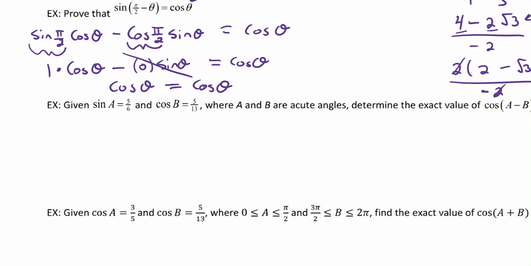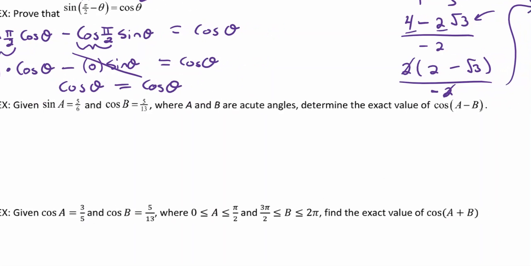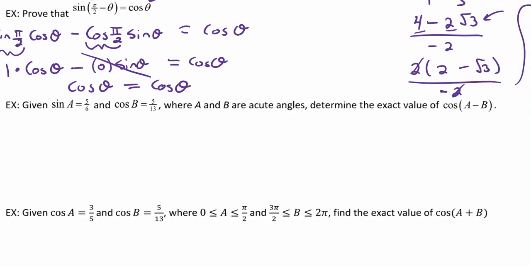All right, next one says, given sine A is equal to 5 over 6, and cos B is equal to 5 over 13, where A and B are acute angles, determine the exact value of cos(A minus B). So here's what we're going to do. Let's write this one out in the expanded form to see what we're dealing with. So cos(A minus B) is the same thing as cos A cos B plus sine A sine B.